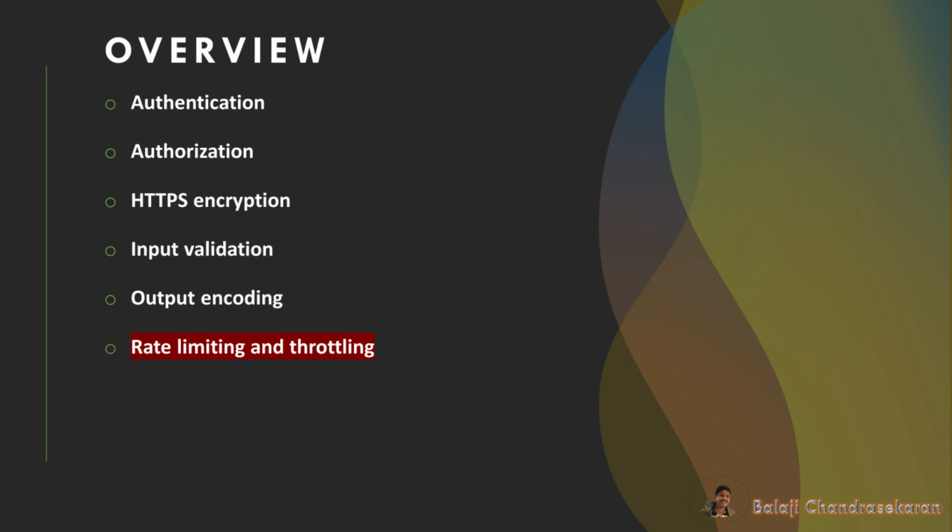In rate limiting and throttling, implement rate limiting and throttling mechanisms to prevent abuse and mitigate denial of service, DOS, attacks. Enforce limits on the number of requests per user, IP address, or client application. In logging and monitoring, log all API activities, including requests, responses, and errors, for auditing and forensic analysis. Monitor API traffic and performance metrics to detect anomalies and potential security incidents.